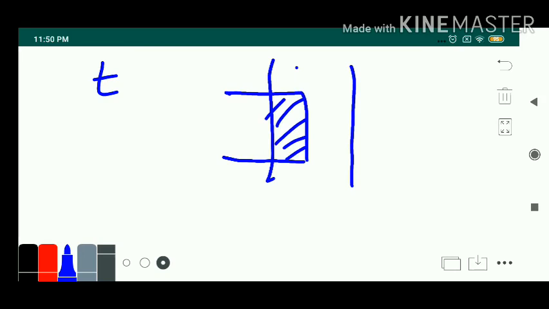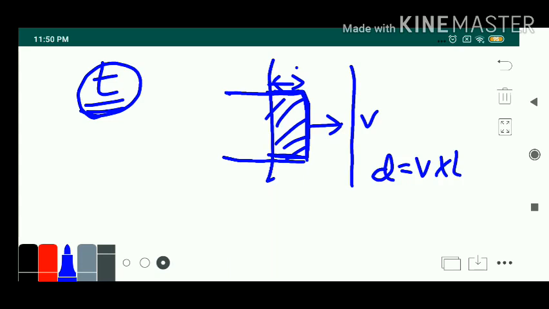How much will this distance be during the time interval t? Suppose this coil was moving with a constant velocity v. I didn't complete the question, I am missing it out again. It's trying to enter. So after time interval t, how much distance would the coil have entered inside the field? Distance is equal to velocity into time, right?